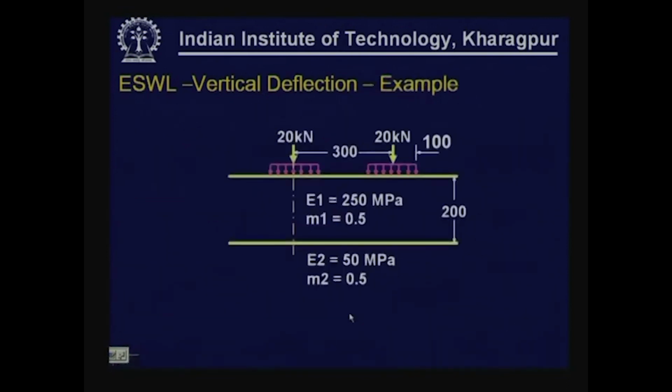Here is an example. We are trying to work out the equivalent single wheel load for a dual wheel load system, 20 kilonewton each, separated by 300 millimeter center to center spacing. A is 100 millimeter. The modulus value of the first layer is 250 megapascals, modulus value of the second layer is 50, Poisson ratio values of both the layers is taken as 0.5, interface is at a depth of 200 millimeters, that is, thickness of the pavement is 200 millimeters.